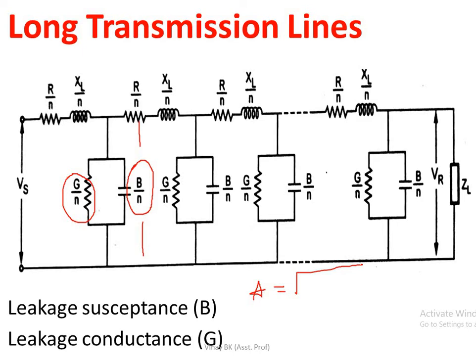The last point: the leakage current flowing through the shunt admittance is maximum at the sending end of the line and decreases continuously as the receiving end of the circuit is approached, at which point its value is 0.